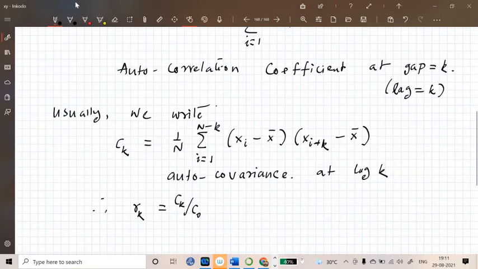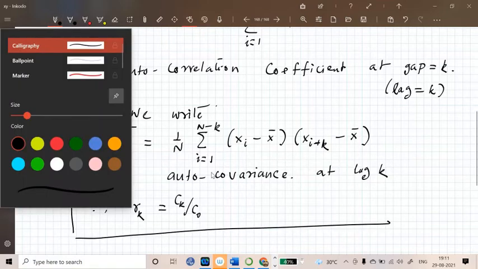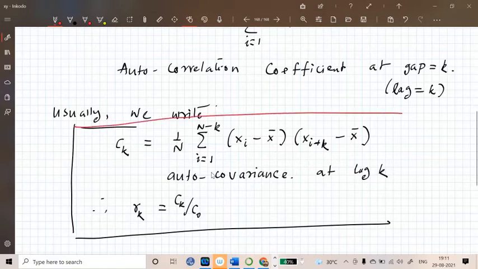So ideally it is written as this. First we calculate the autocovariance ck, for any k, and then it is normalized by c0, so it is ck by c0. Again, this formula is defined such that it will be between minus 1 and plus 1. This is what we do.